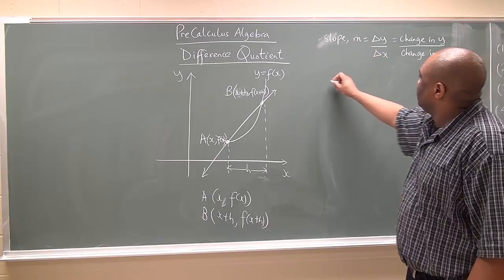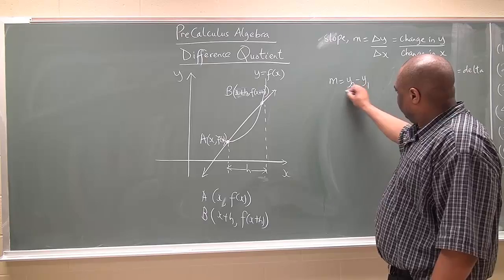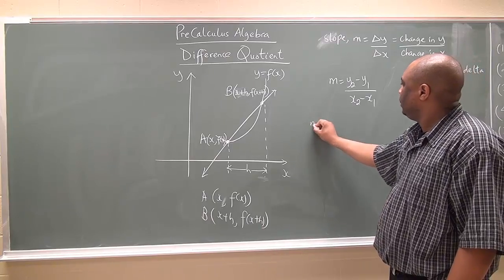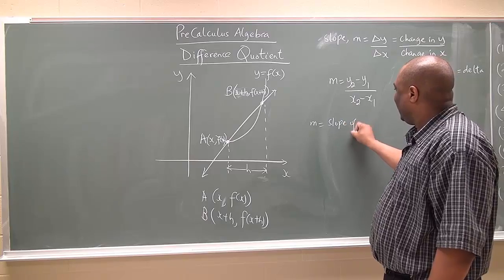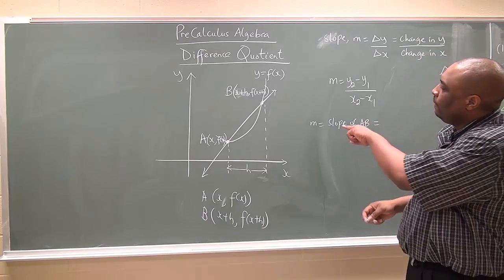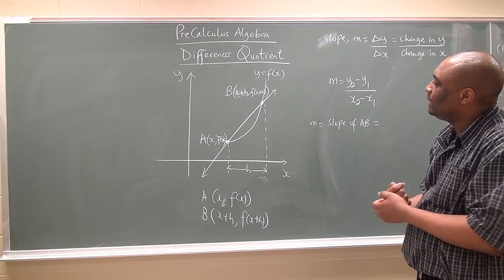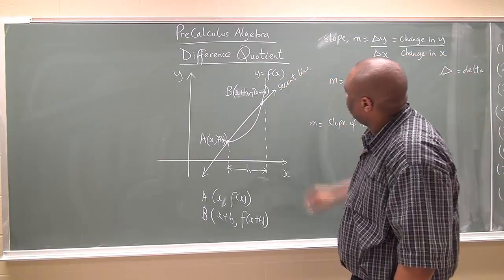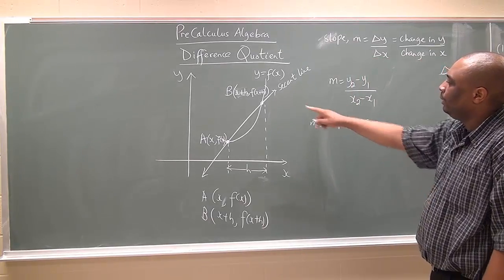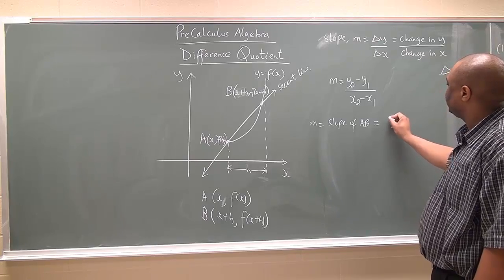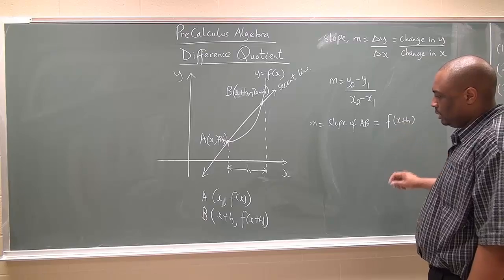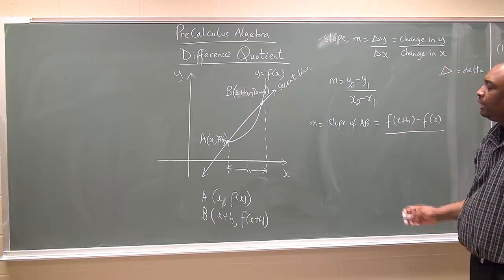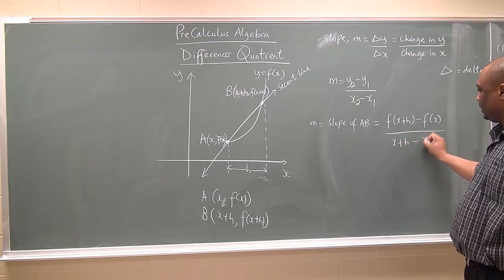So your slope will now be y2 minus y1 over x2 minus x1. In this case, the slope of the line joining points A and B, and this line is known as the secant line, will now be delta y, change in y, which is f of x plus h minus f of x, all over change in x, which is x plus h minus x.